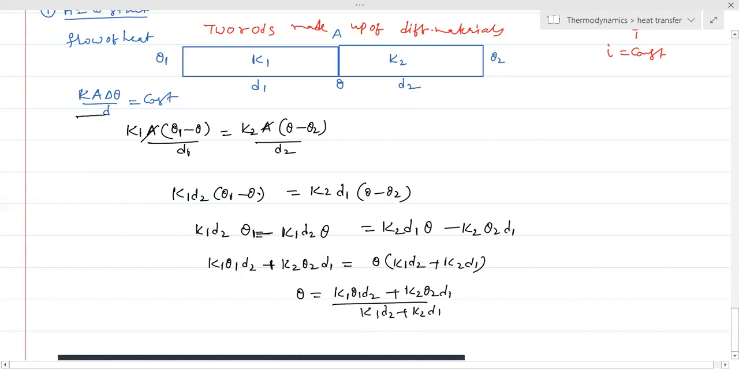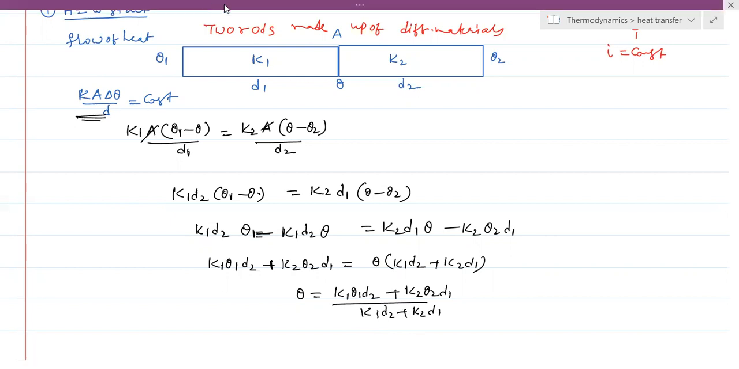So there is no need to memorize this formula. Just only you need to understand this. You need to understand this. So that's all.